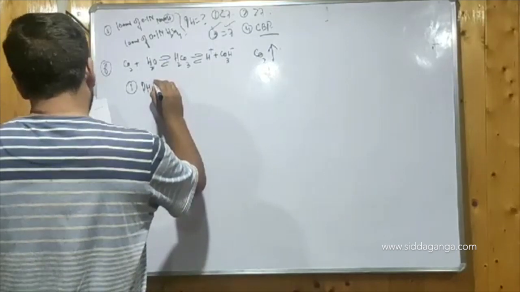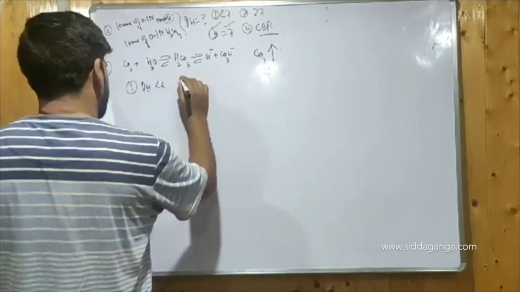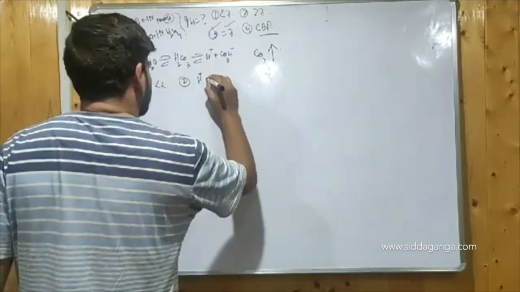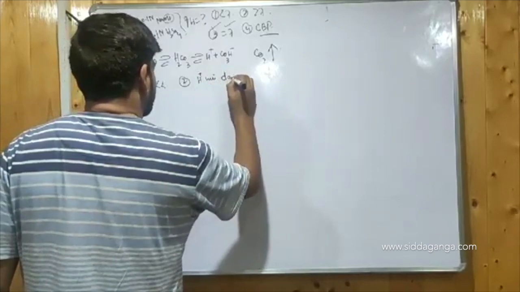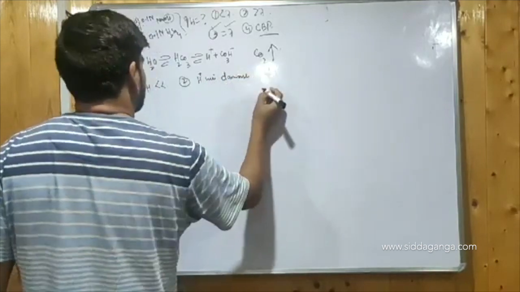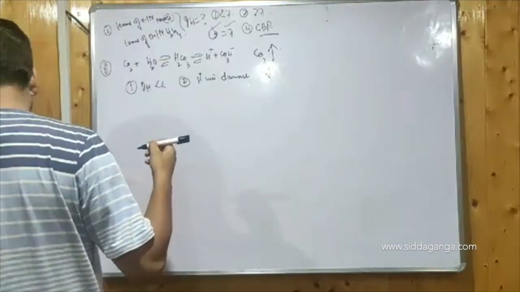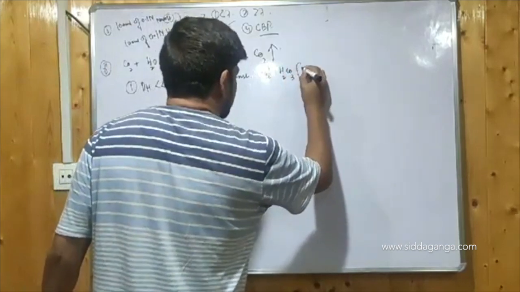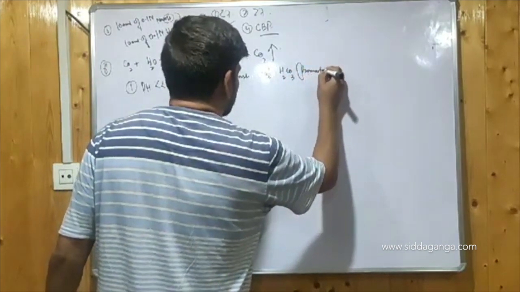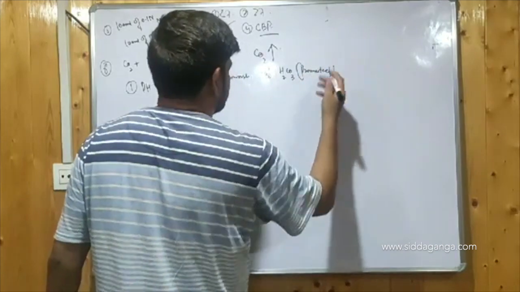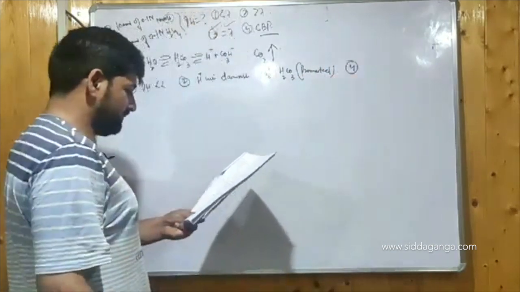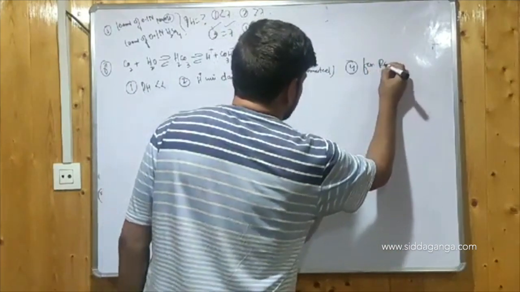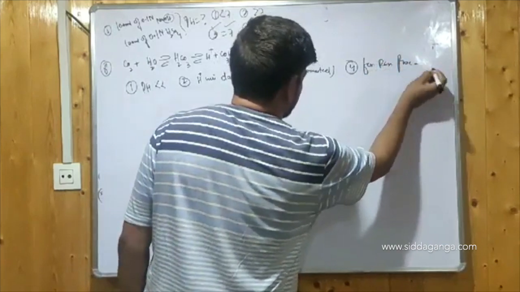First option, pH decreases. Second option, H plus ion concentration will diminish. Third option, H2CO3 will be promoted. What does it mean? H2CO3 concentration will increase. And fourth one, forward reaction will be favored. So forward reaction proceeds. Good question.